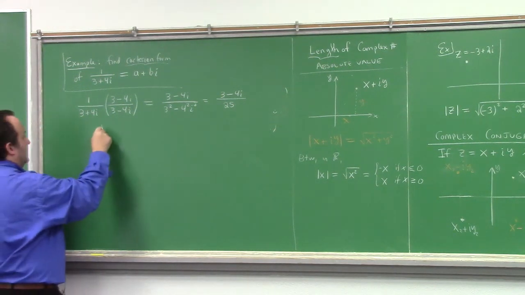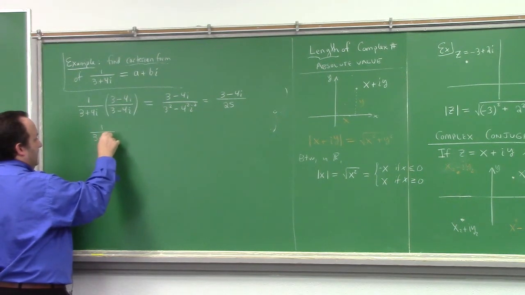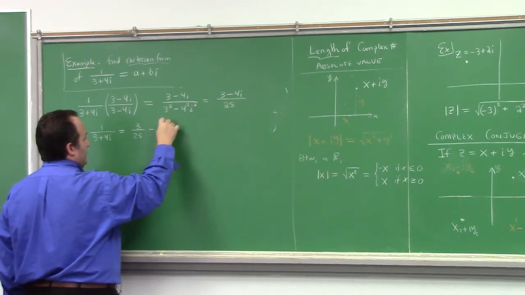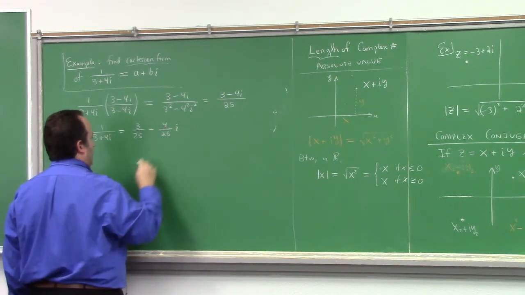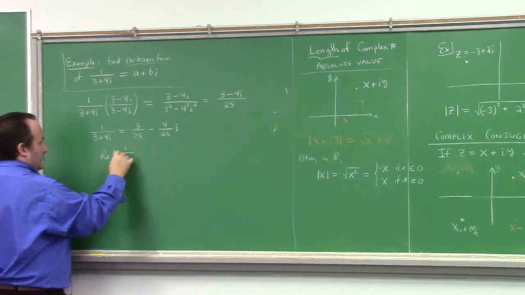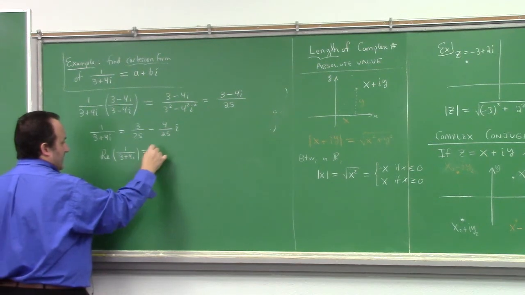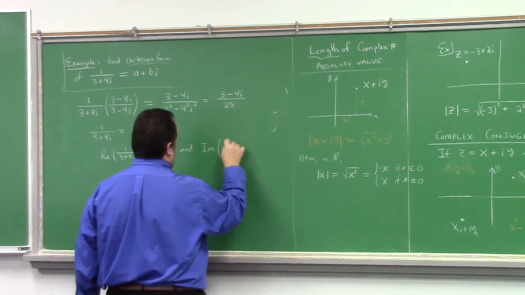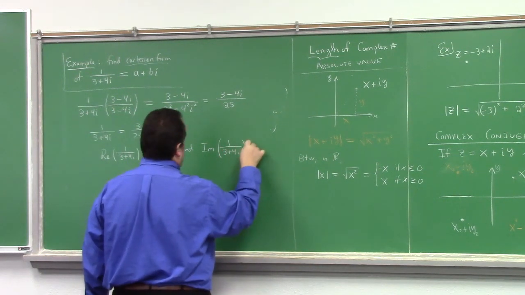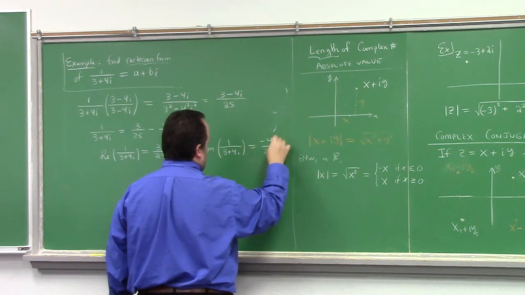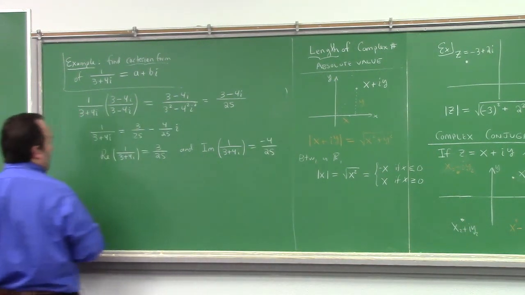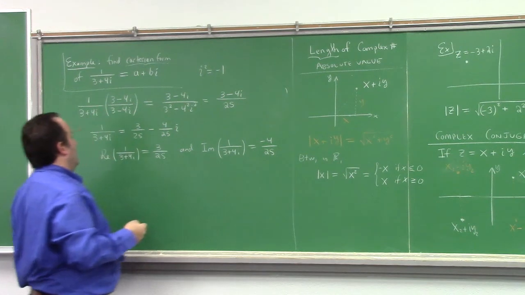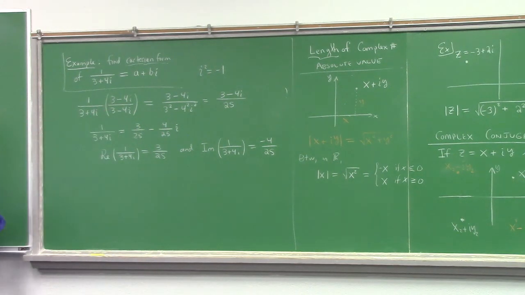So in short, 1 over 3 plus 4i is 3/25 minus 4/25 times i. In other words, the real part of 1 over 3 plus 4i is 3/25, and the imaginary part is negative 4/25. Yeah, because i squared is minus 1, and the cross terms here cancel. That's the magic. That's the beautiful thing, right?